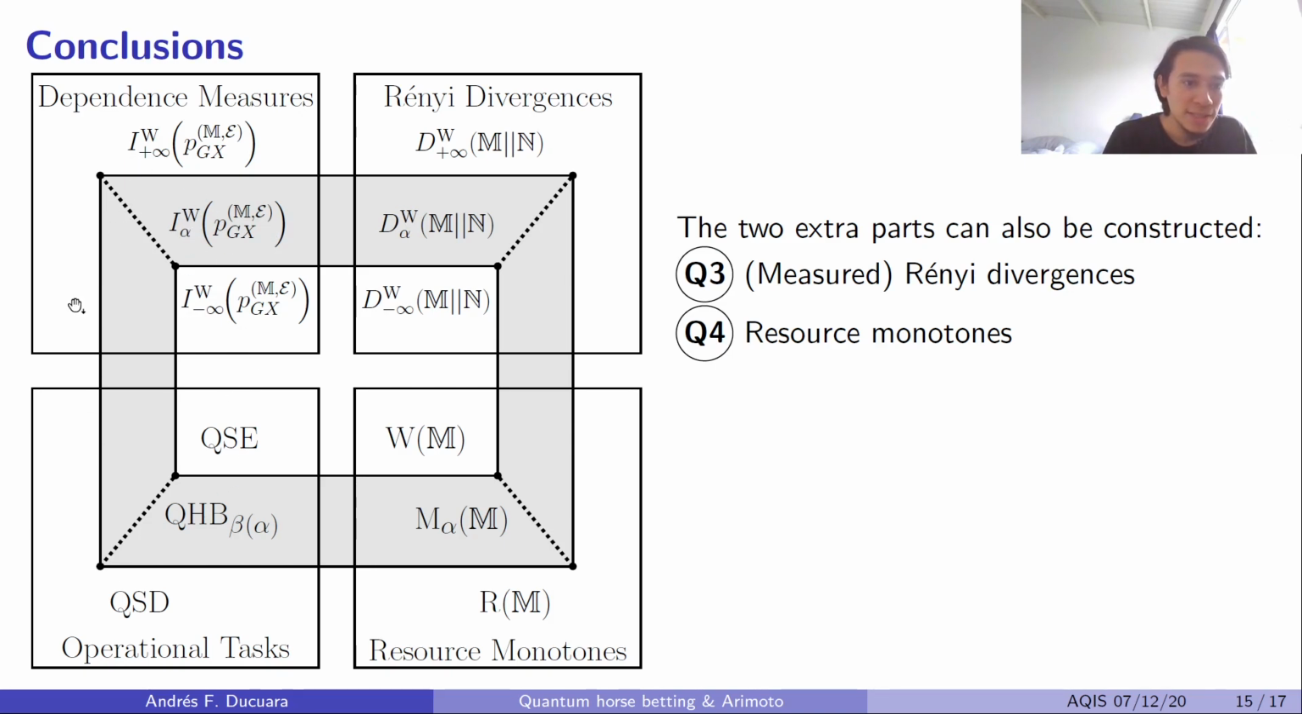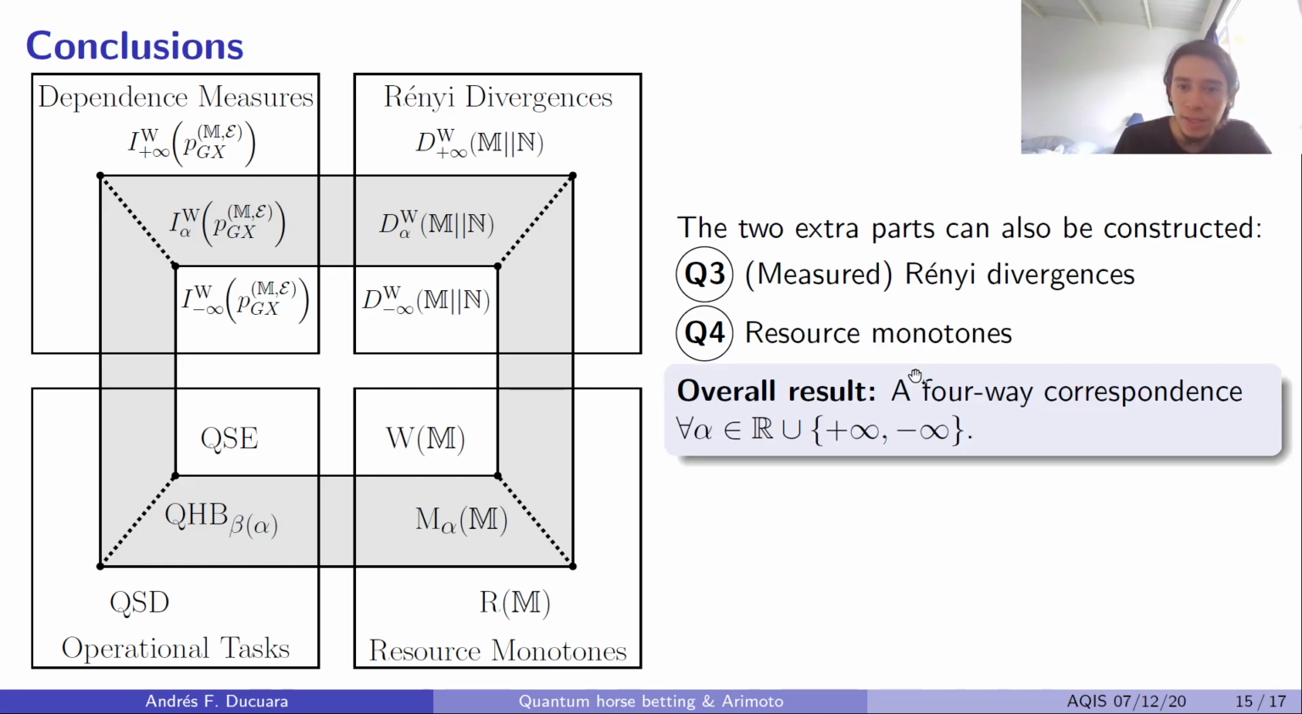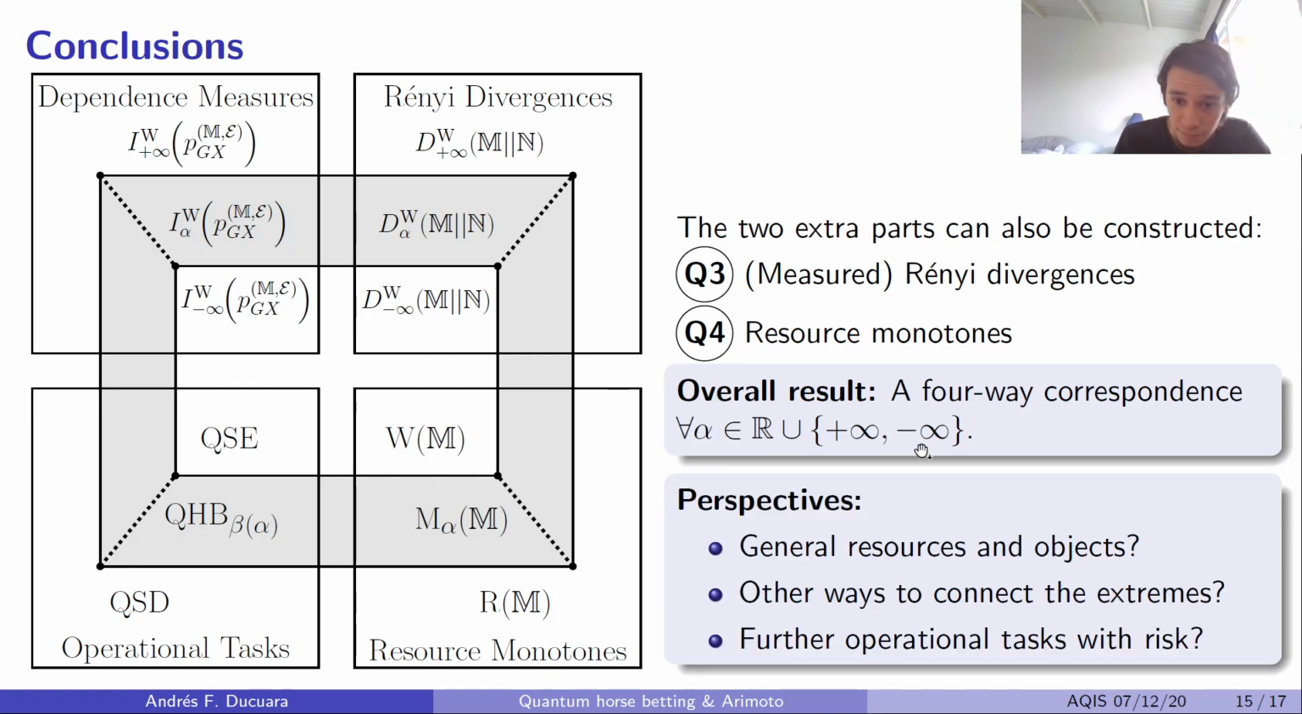From this insight, from answering question 1 and question 2, we can answer as well question 3 and question 4. Unfortunately, I don't have time to go into those. But then the overall result is that the answer is yes, we can indeed find a more general four-way correspondence such that the examples of plus and minus infinity can be recovered as particular instances.